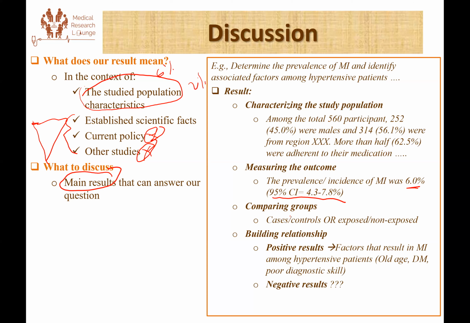We try to see what the significant factors are that affect the development of MI among hypertensive patients. In this case, we can get different results. Some of the results can show a positive relationship, others negative, or no relationship. So let's say from our regression result, we have found that old age, being diabetic, and poor diagnostic skill of the clinician lead to a higher prevalence of MI among hypertensive patients. So this is, briefly, the outline of our results. Which results do you want to discuss? Which results are worth discussing? Please let me give you 30 seconds to drop your answers in the chat box.